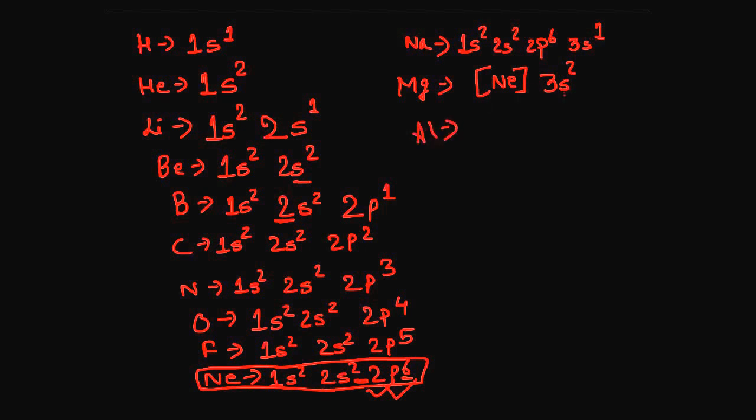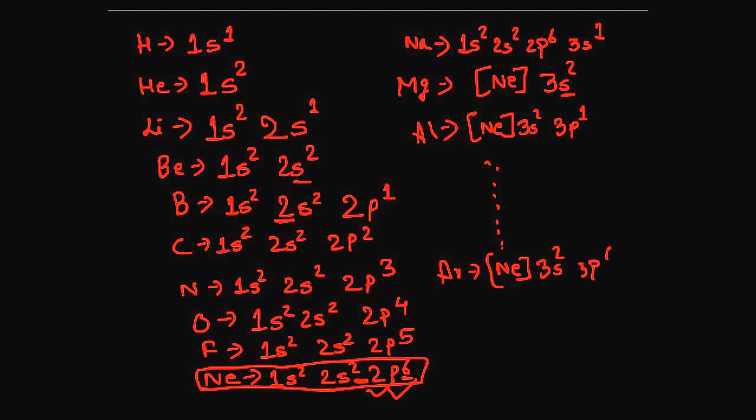Now the s orbital can accommodate up to just 2 electrons, so now we'll be shifting to the p orbitals, 3p1 till argon, which is Ne, 3s2, 3p6 with 18 electrons.